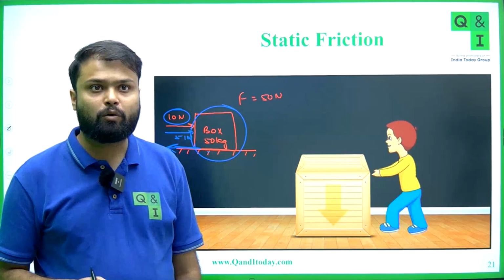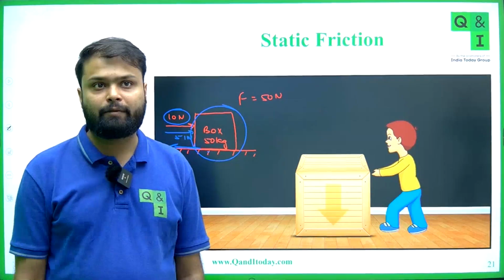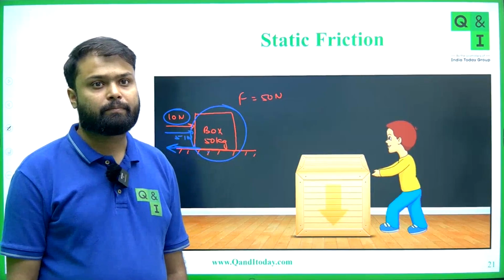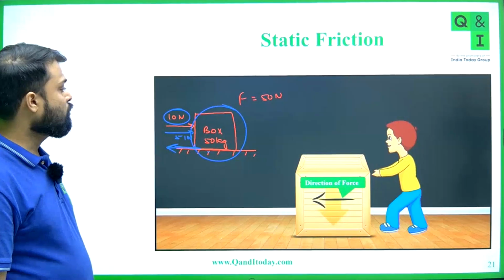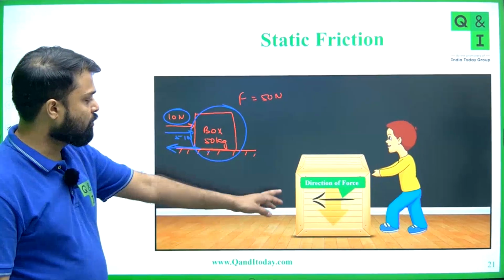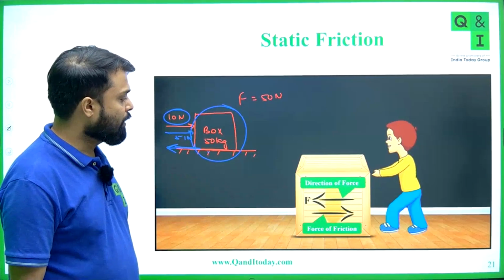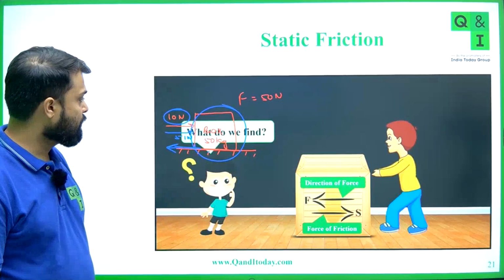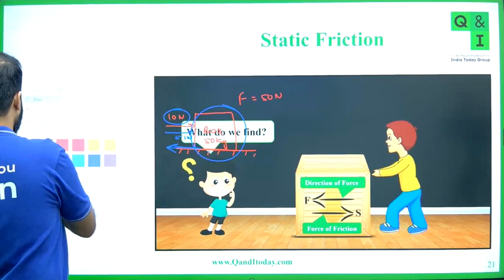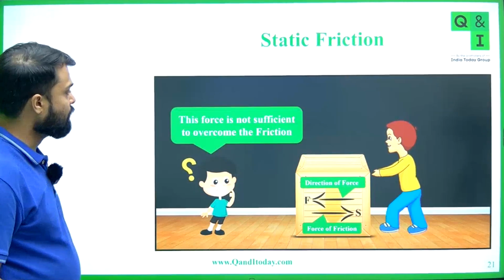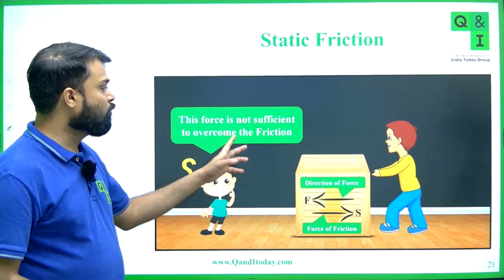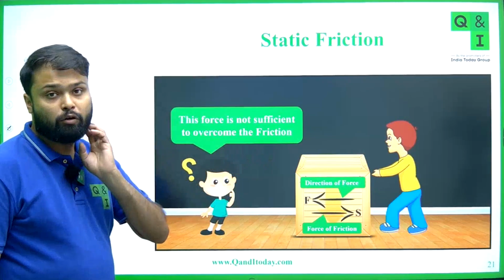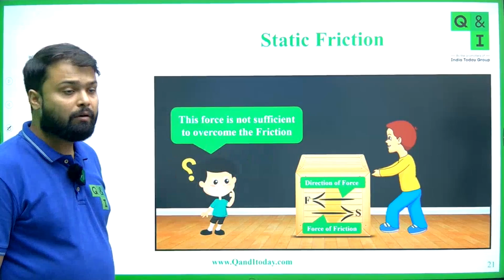Now is it clear to you what is static friction and what is kinetic friction? Okay, so let's say this is the direction of the force, towards the left side. We know that the force of friction acts opposite to the direction of the force. So here we find that the force is not sufficient to overcome the friction. If the block is not moving, that means the force is not sufficient to overcome the friction.